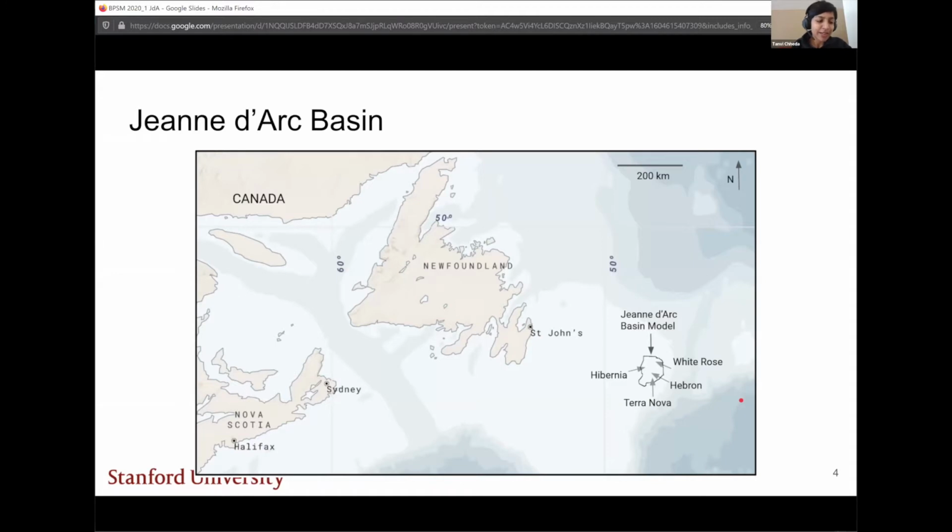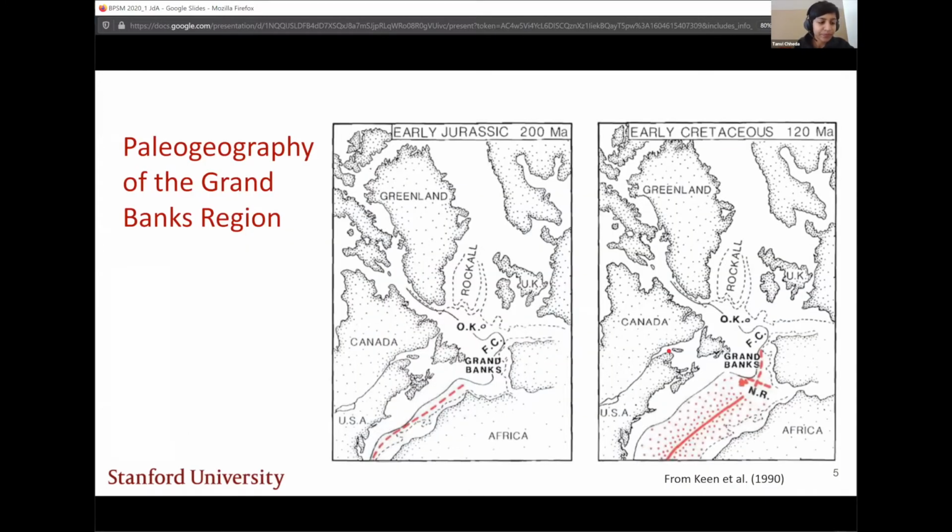The Jeanne d'Arc Basin is located offshore Newfoundland in eastern Canada and has produced 1.8 billion barrels to date. This is the outline of our model and the four major producing fields in the basin. Two major rifting episodes have affected the tectonic evolution of the basin. First, in the Triassic, the breakup of Pangea supercontinent and decoupling of North America from Africa led to the formation of half-grabens bounded by normal faults. And then marine incursions from the Tethys Sea into the Rift Basin led to the deposition of evaporites.